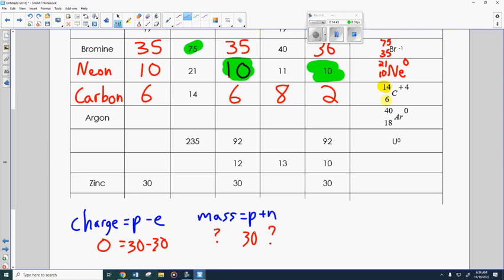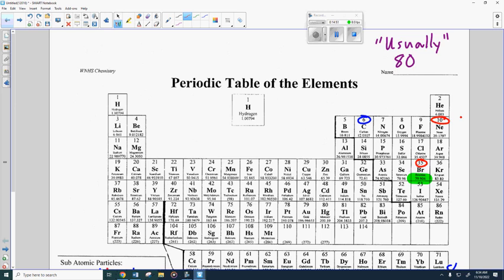So in the previous problem, carbon's mass was 14, which is not usual. Carbon's mass is usually 12. Look at carbon right here. The mass is usually 12, and we would guess carbon's mass is 12 if we had no choice. In this particular problem with zinc, we don't know the neutrons and we don't know the mass, so we're just going to have to guess that it's a typical zinc.